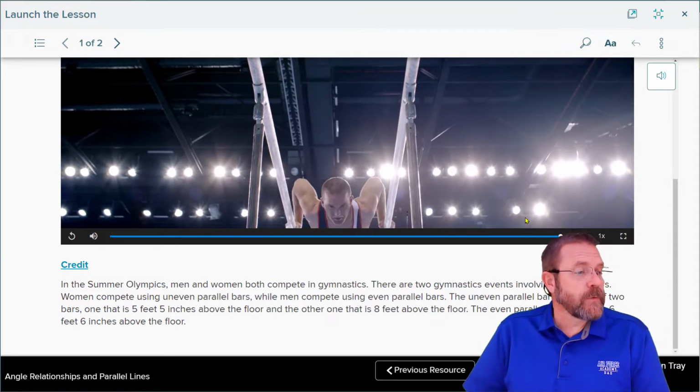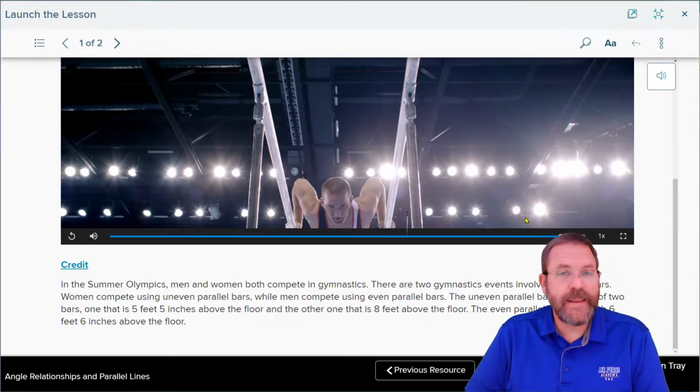In the Summer Olympics, men and women both compete in gymnastics. There are 2 gymnastics events involving parallel bars. Women compete using the uneven parallel bars, while men compete using the even parallel bars. The uneven bars are a set of 2 bars, one that is 5 feet 5 inches above the floor, the other is 8 feet above the floor. The even parallel bars are each 6 feet 6 inches above the floor, so that's still pretty darn high.